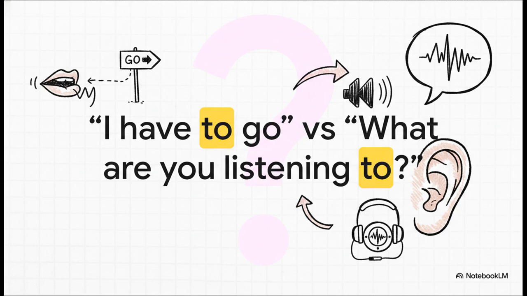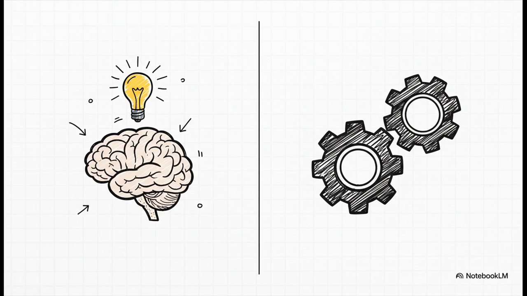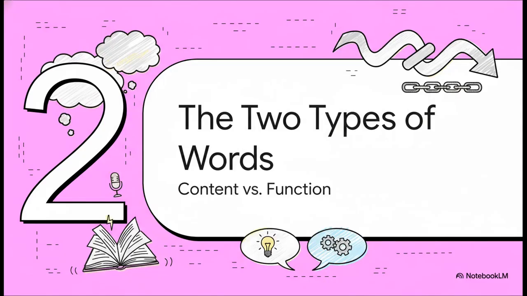Now, that's not a slip up and it's not a mistake. It's a really important feature of the language. Yeah, this isn't random at all. It's actually a core rule of English rhythm. And the key to unlocking this whole thing is understanding that English words can basically be split into two different, let's call them teams. And these two teams are what we call content words and function words. Each one has a totally different job to do in a sentence, and that's where all the magic happens.